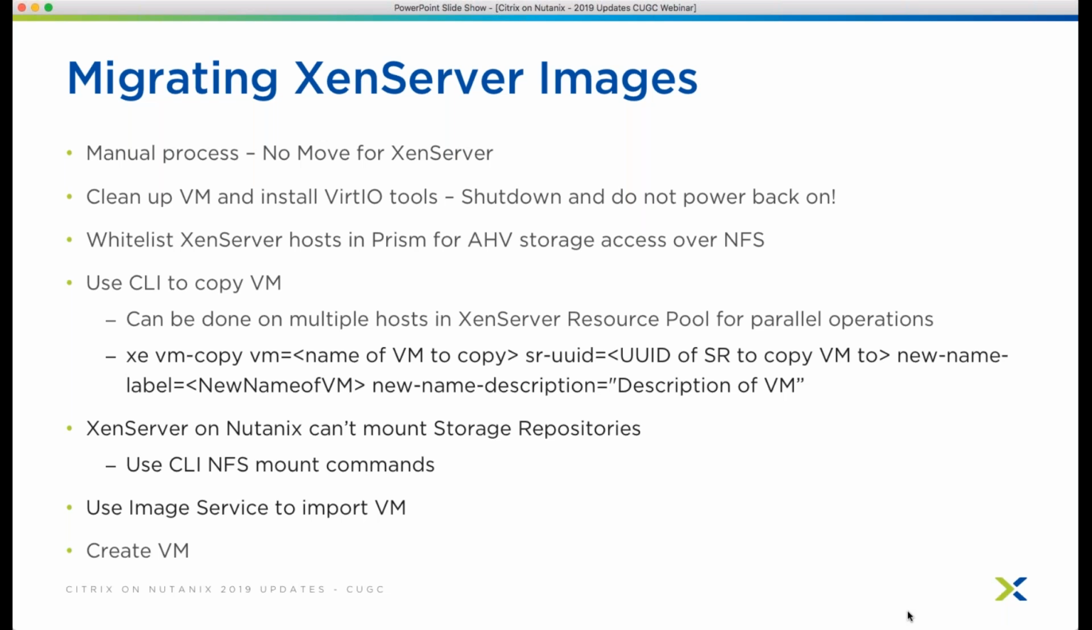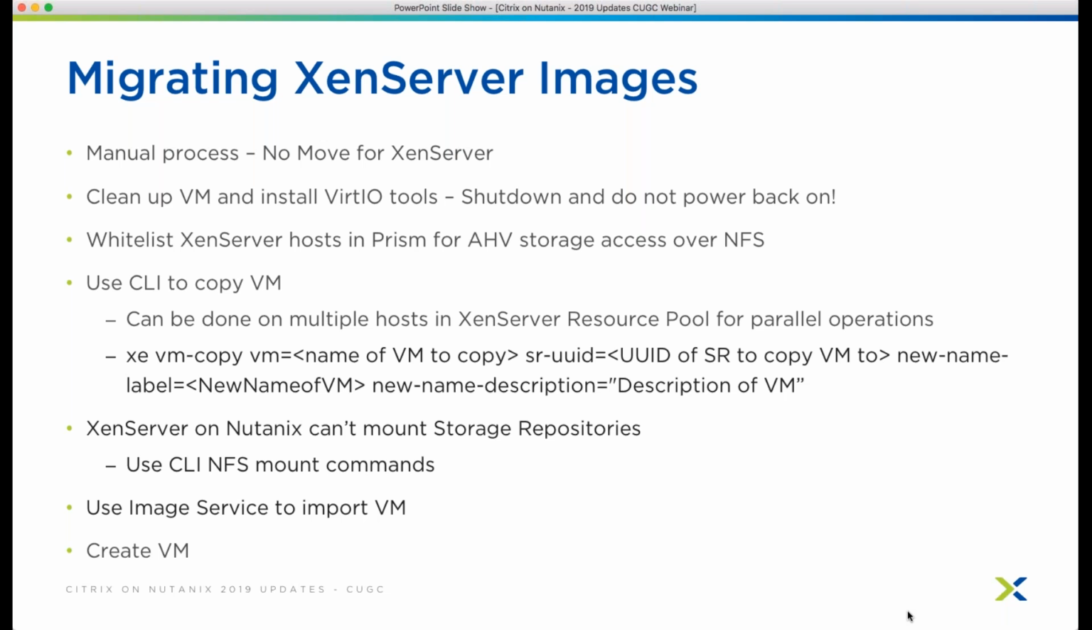There's been a couple of migrations I've been involved in with customers, and if you want to do it faster and in less time, instead of doing it from XenCenter, you can actually do it from the CLI and run a copy command from each host in the XenServer resource pool. That way you can do parallel migrations over to AHV instead of doing one at a time through the GUI, which can take a little bit longer. And I've helped customers improve their migration time by showing them how to do this through the CLI, doing multiple hosts at a time.